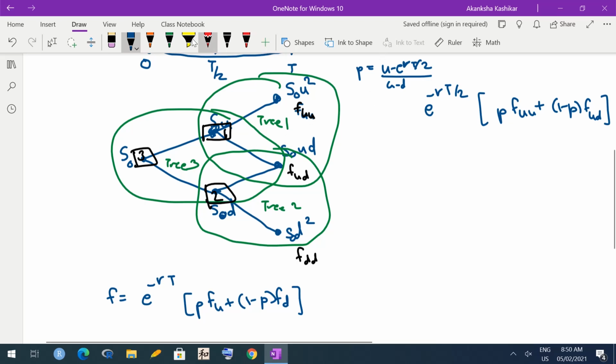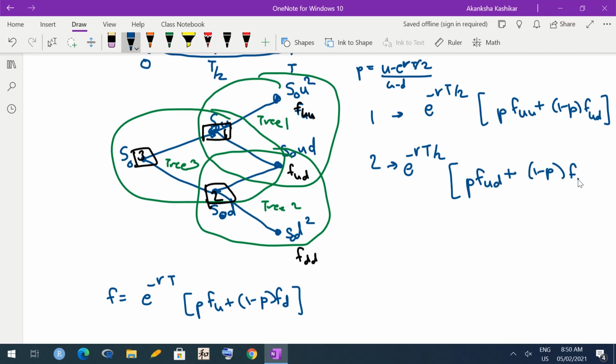Okay, so this is the value at time point 1. At time point 2, using the same formula, I would get e raised to minus RT by 2 times PFUD, because now FUD is a result of upper movement here, plus 1 minus PFDD. Okay, and now that I have values at these 2 points, I will have to use those values in this third tree to get the value at time point 3, which is my final interest.